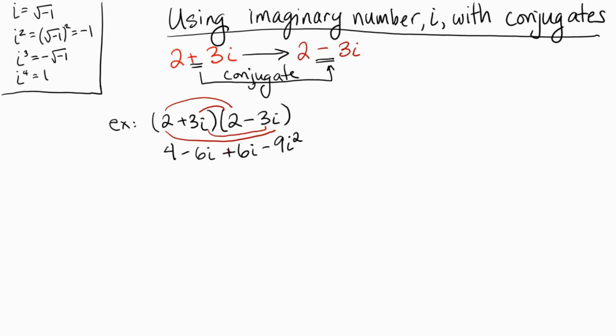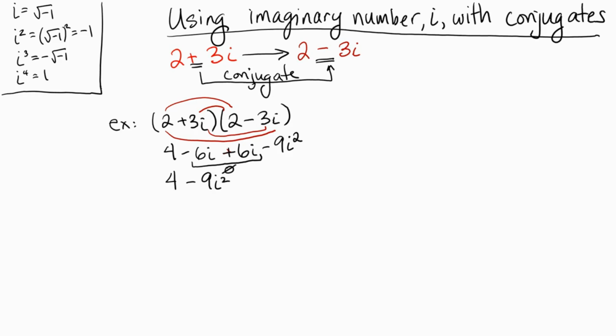And what that gets us is we have a 4 here. And then this negative 6i and positive 6i, they cancel out. So we can leave those alone because that actually adds to 0. And so what we end up with is just minus 9i squared.